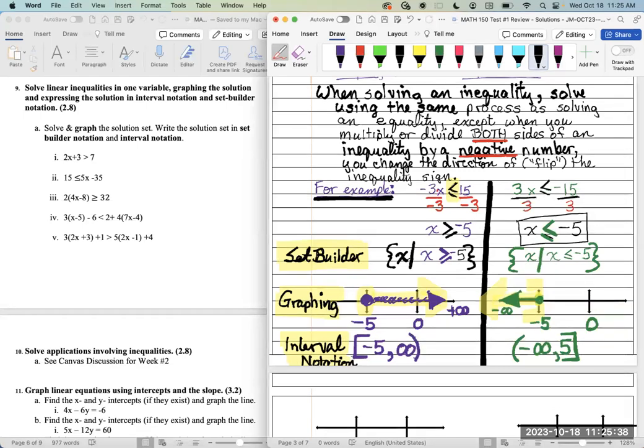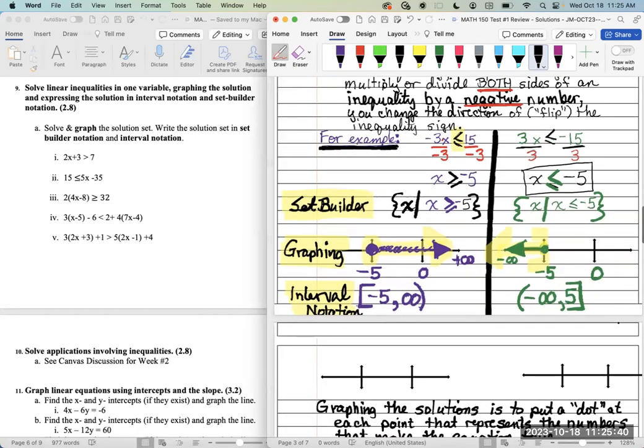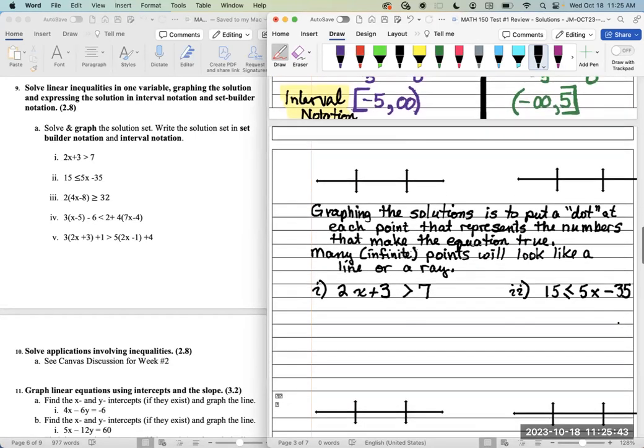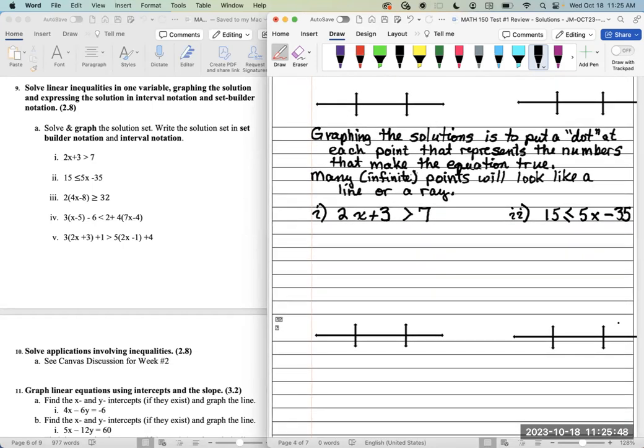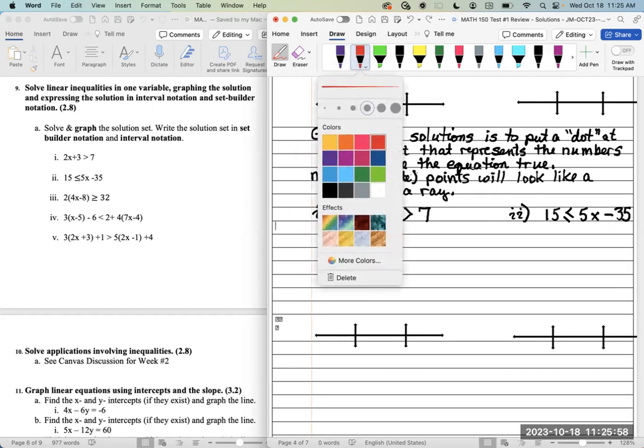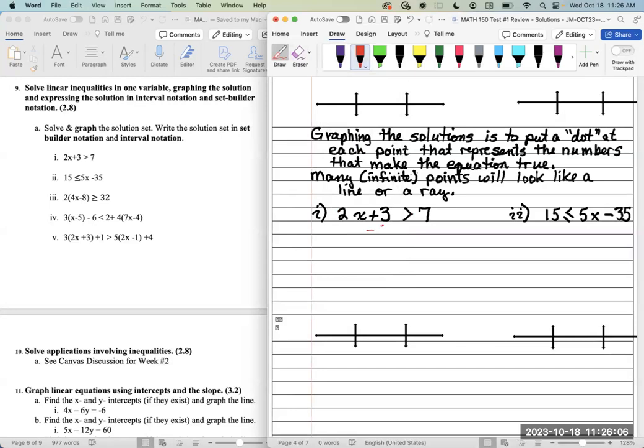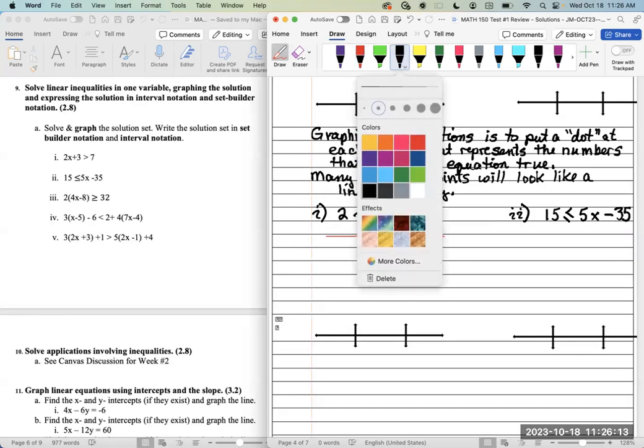Nine one. Solve and graph the solution set. Write the solution set in set builder notation and interval notation. Do whatever you want to both sides of the equation. I'm going to first isolate the variable. So I'll choose to subtract 3 from both sides. In my inequality, I'm only adding or subtracting, so the inequality is still in the same direction.